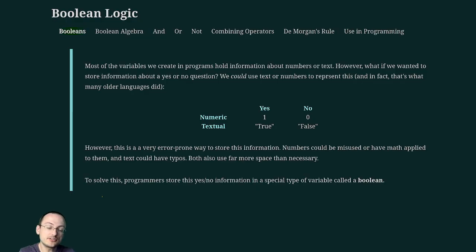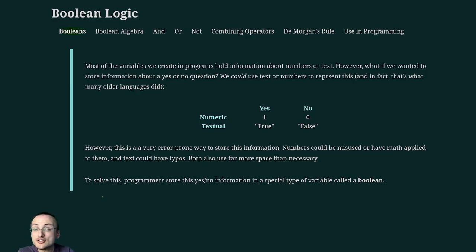So to get us started, let's talk about Boolean logic and what exactly a Boolean value is. Most of the variables that we create in programs are related to numbers or text. However, sometimes we need to store information that isn't really clearly a number or text. In the previous videos, we looked at a couple ways we could store some esoteric data formats, very complex pieces of information. But sometimes we just have very simple questions, things we want a yes or no answer to.